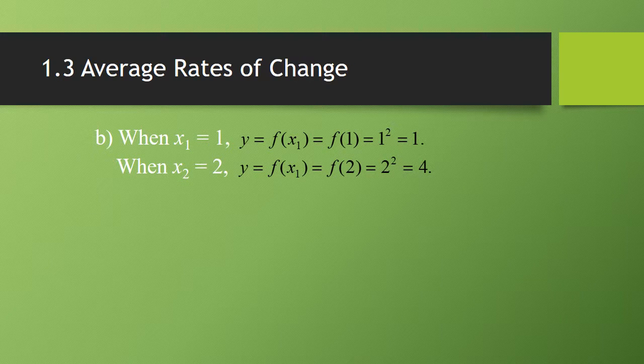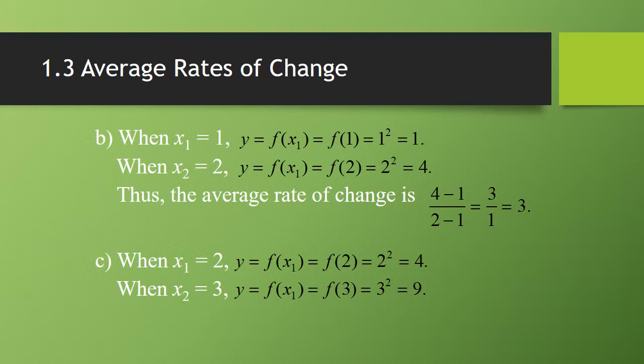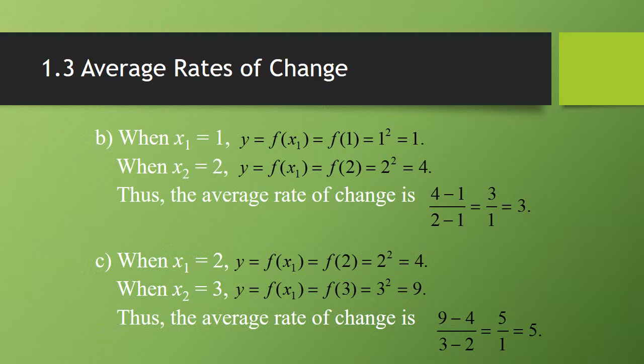Okay, we already figured out that when x is 1, y is 1. When x is 2, y is 4. So my average rate of change is going to be 4 minus 1 over 2 minus 1, which is 3. And then finally, when x is 2, y is 4. And when x is 3, y is 9. And my average rate of change is 9 minus 4 over 3 minus 2, which is 5 over 1, or 5.